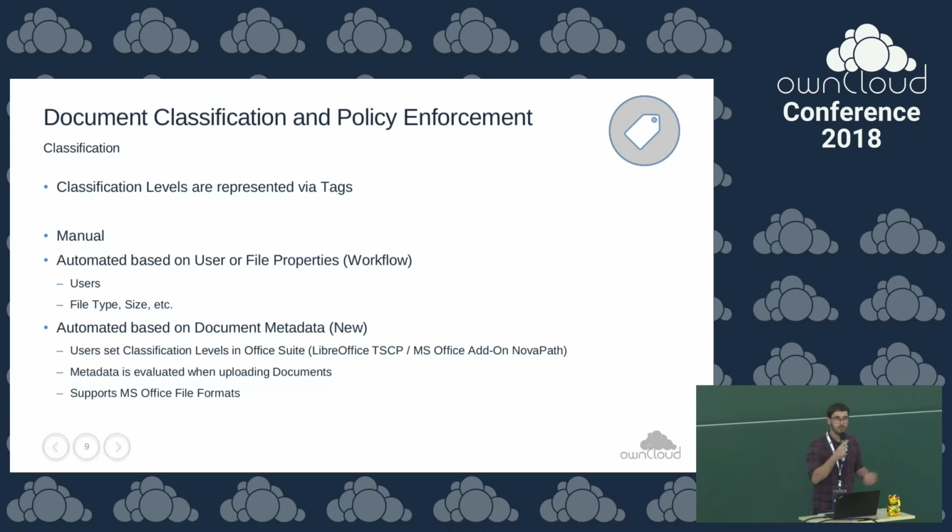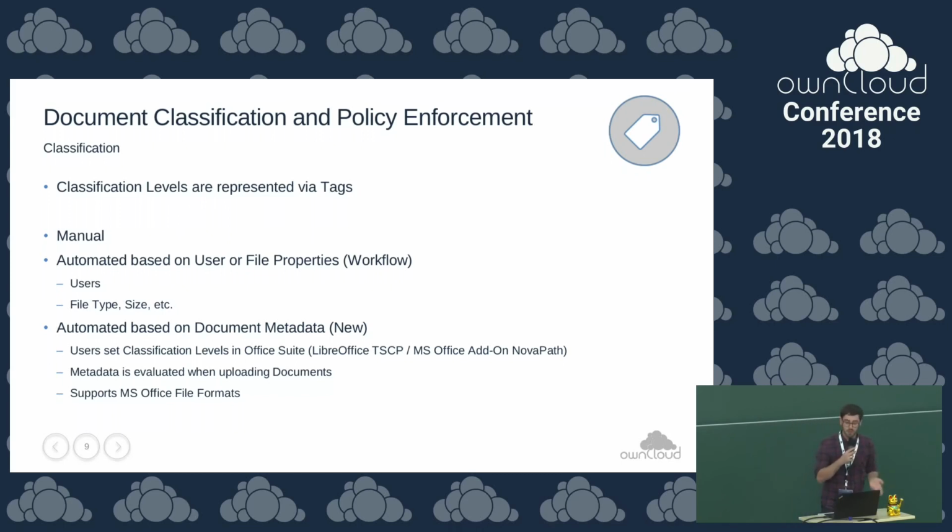The first one and the easiest is, of course, the manual classification. If you watched the roadmap talk yesterday, you saw that we plan to introduce another scope of tags, static tags. These are mainly meant to help here, because admins can supply them to users, associate policies with the tags, and users can use them to classify their files manually.